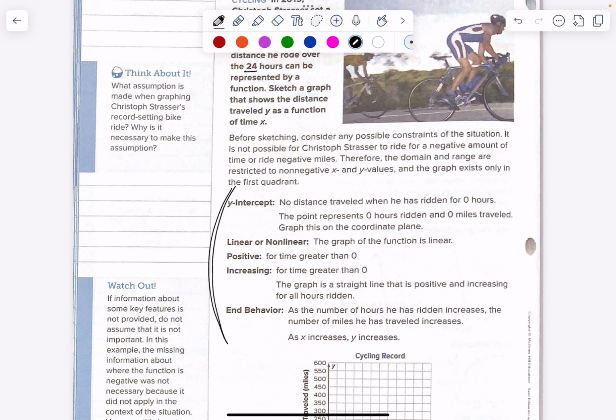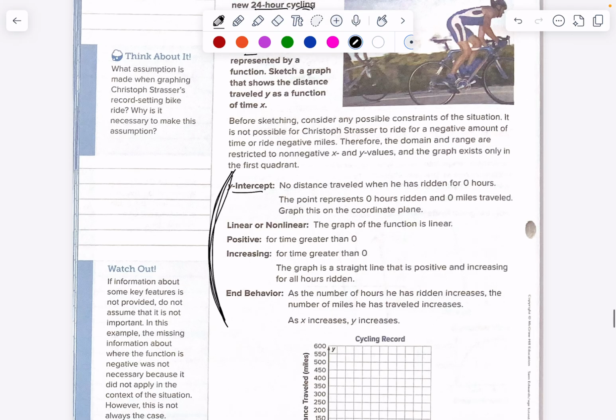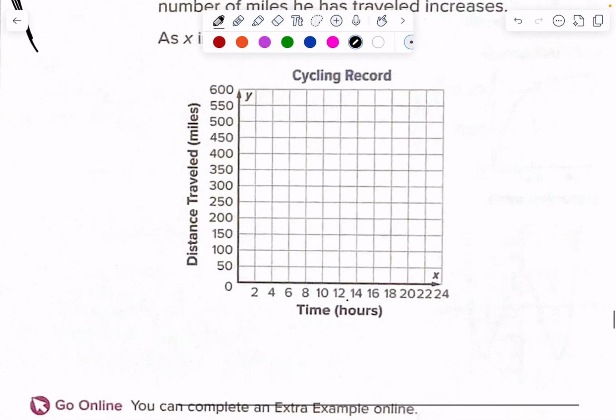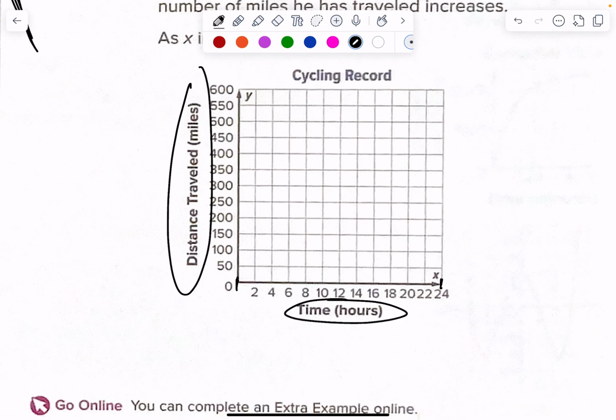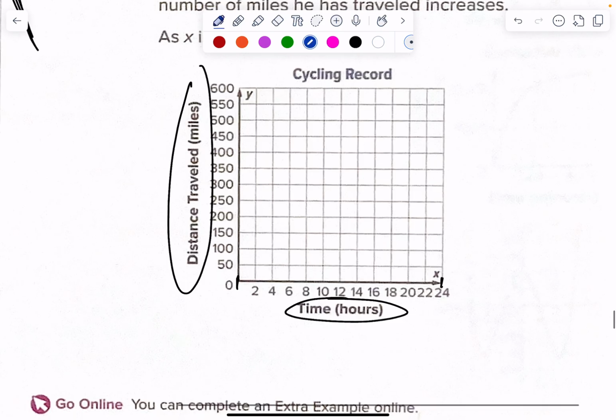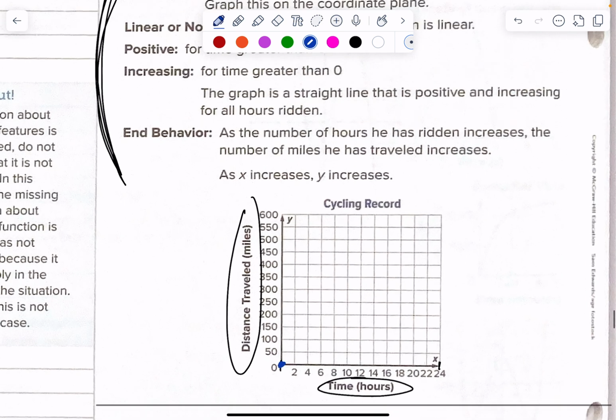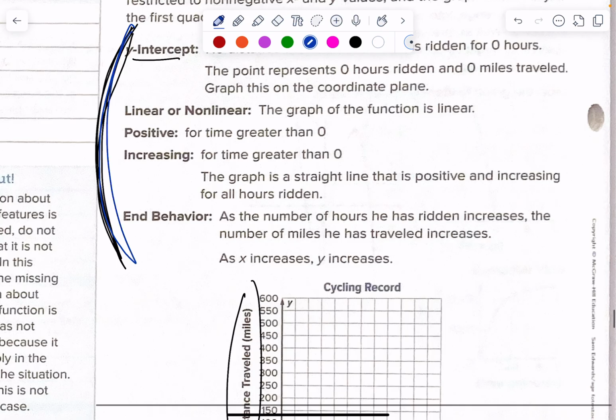So one thing that they did was they took all that information and put it into a kind of summary right here. They said the y-intercept, okay, if we have time down here, from 0 hours all the way up to 24 hours, and then this is the distance that he traveled. Well, they start with the y-intercept because they're saying at a time of 0, he will have traveled 0 miles, right? Okay, and really, all of this information is here, but sometimes you don't need all of that information in order to be able to graph what this thing looks like.